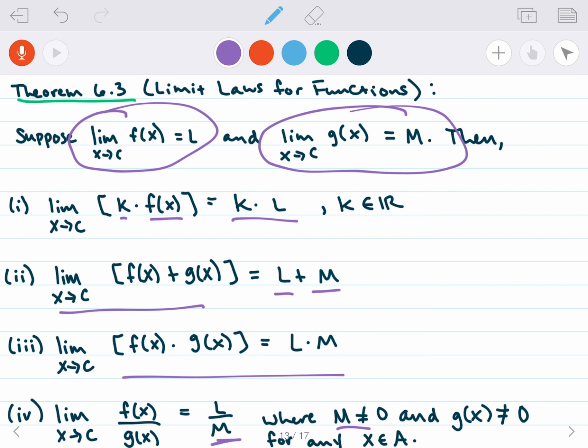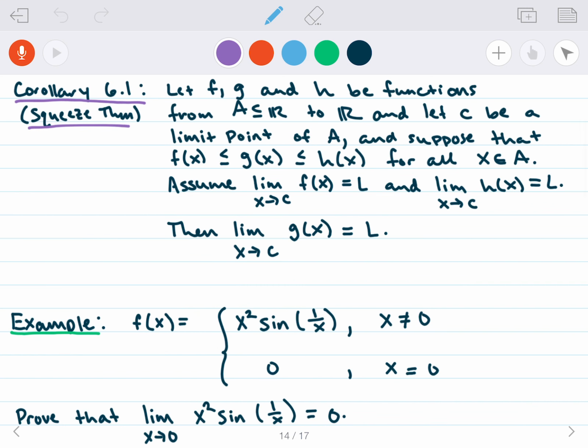So that's that. Okay, so a corollary of these limit laws and the sequential criteria is going to be the squeeze theorem for functional limits. Now, we already talked about the squeeze theorem for sequences, so the functional limits piece is just going to follow directly from the sequence piece and the sequential criteria. Okay, so let me just state it and do an example.